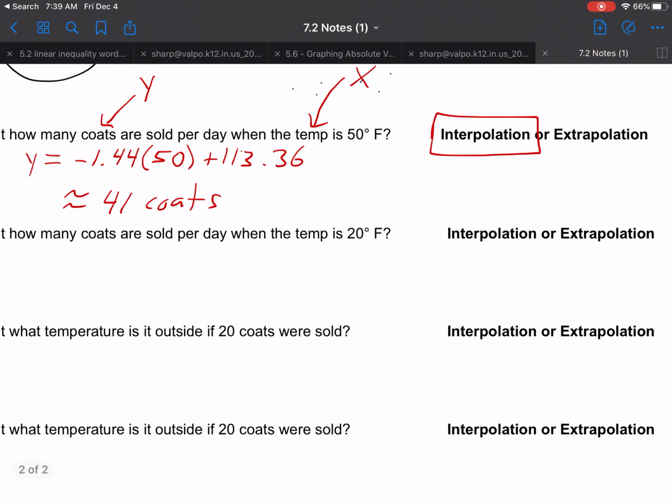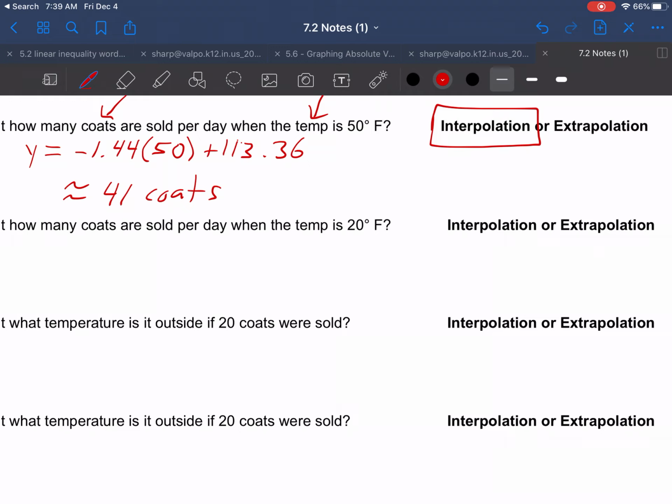Okay, and I want to be clear about that. So this is an example of extrapolation. But I still set it up the same way. The temperature is still the y value, which means my 20 is y. And it says how many coats. So it wants to know, the temperature was the x value in the graph. The temperature is the x value. The y value is coats.